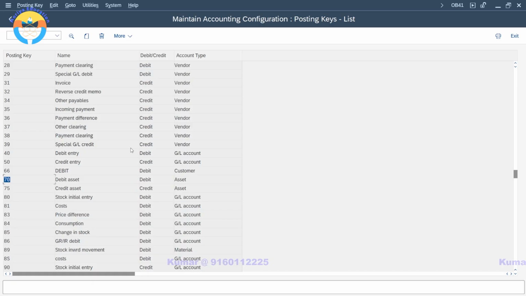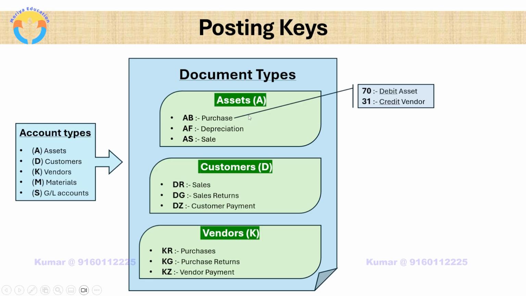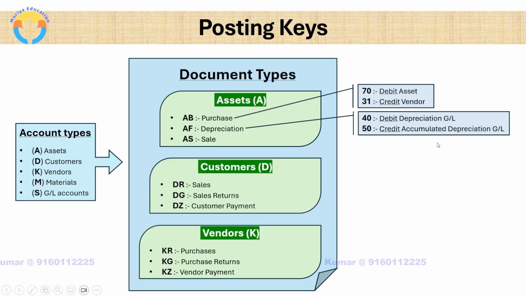And to credit the vendor, 31 is used. If we see 31 here, the account type is vendor, the rule is credit, and it is an invoice. Invoice means we are purchasing goods, but we are not paying. We are just posting the invoice. It is an invoice document. At that time, posting key 31 is used. So here, we have purchased an asset from the vendor. Posting key 70 is used to debit the asset and 31 is used to credit the vendor. If we go to depreciation now, what is the posting key? Because depreciation is just a GL account. It is not an asset account, not the vendor.